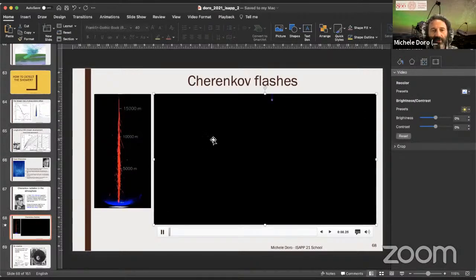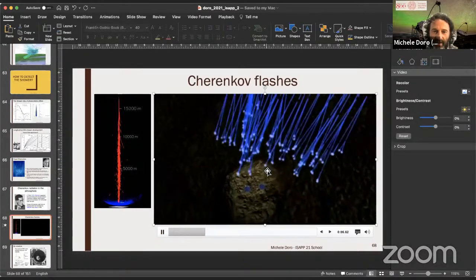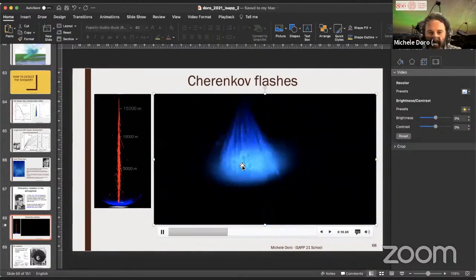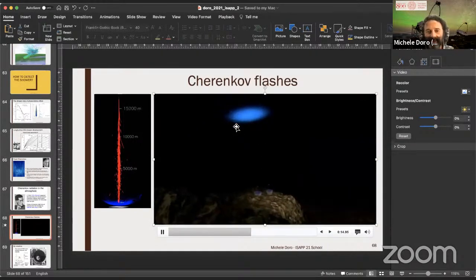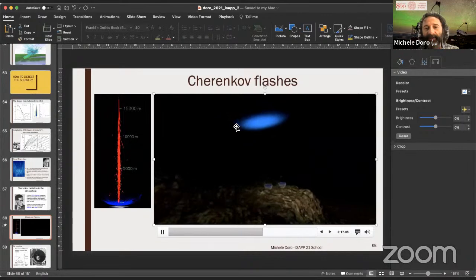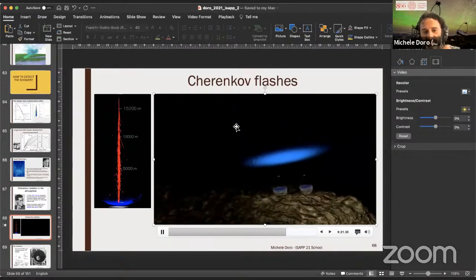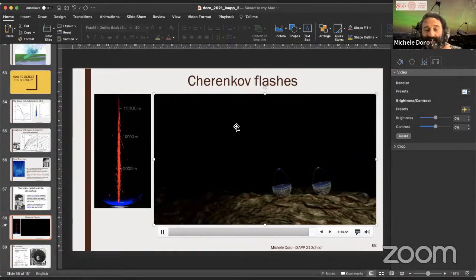So that's the first gamma rays, the shower of particles. With a Cherenkov telescope, we are not able to detect the shower itself, but only this blue flash that can propagate from 10 or 15 kilometers toward the ground. And if you put your telescope there, then that's where you can see it.